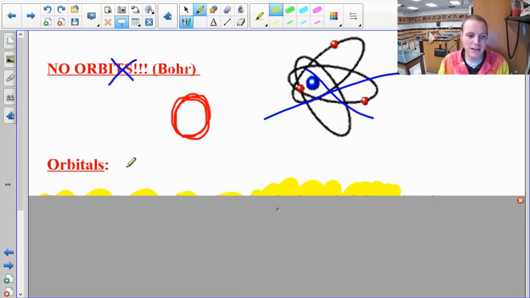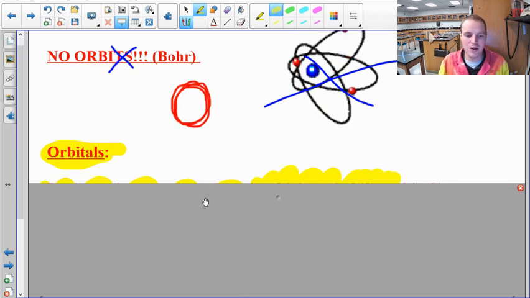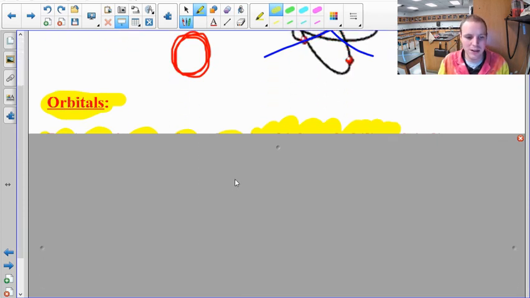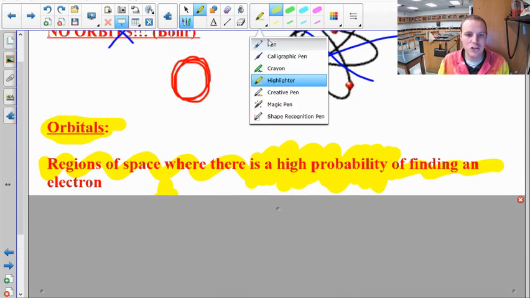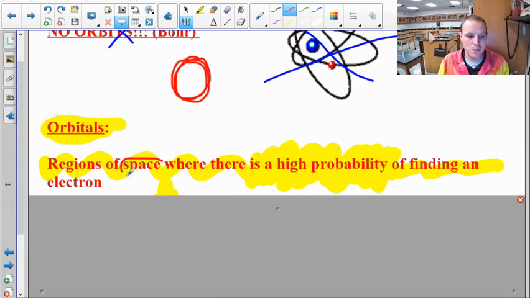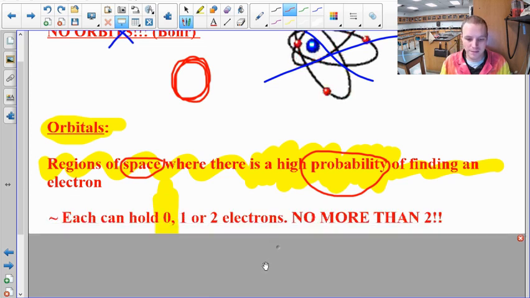And so we have this new idea of orbitals. Orbits and orbitals are two different things. Orbits are the perfect little circles. Orbitals are regions of space. They're general areas where there is a high probability of finding an electron. So again, we don't know for sure the electron's in there, but it's an area where the electron probably is. And each orbital can hold 0, 1, or 2 electrons, but no more than that.